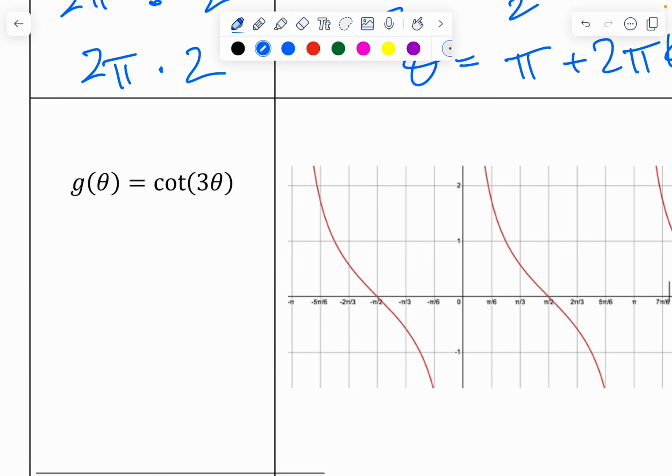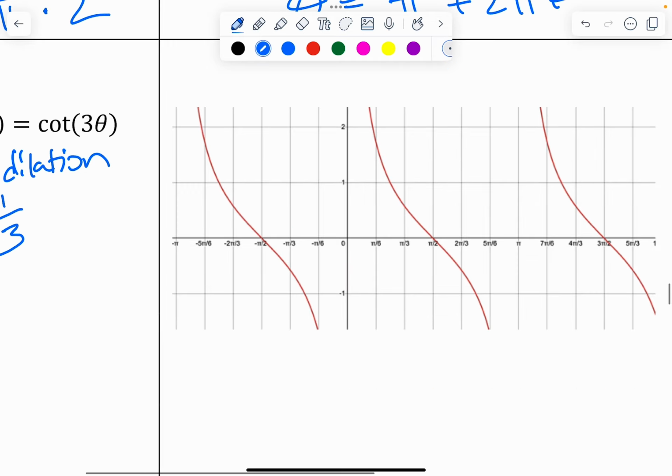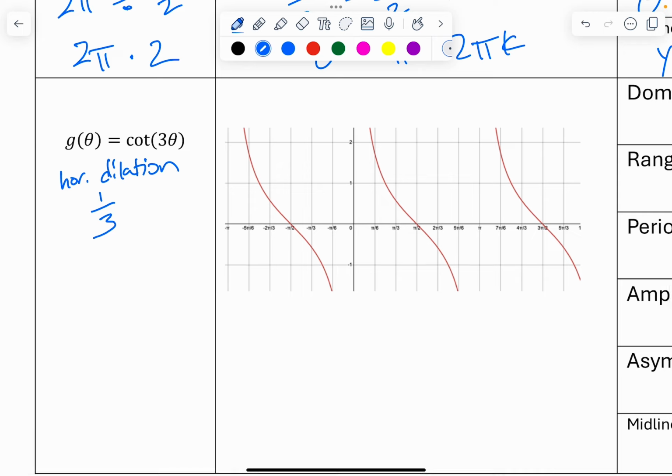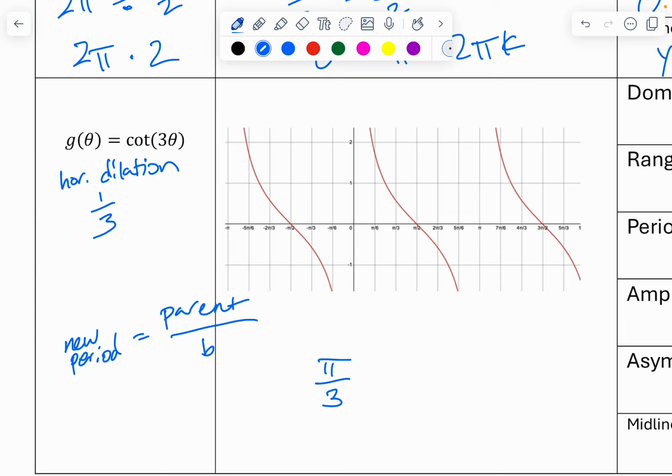Okay, cotangent of 3 theta. Hopefully you recognize that this is a horizontal dilation by a factor of 1/3. One thing I like to think about is that the new period is the parent function period over b. So what period does cotangent's parent function have? It's pi, and b was 3. So we're going to do everything by pi over 3.